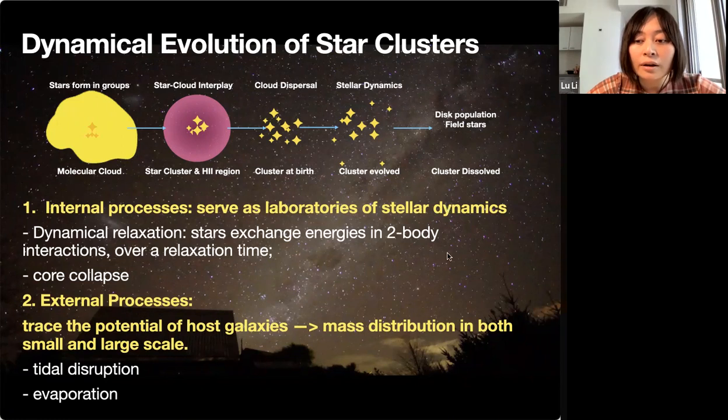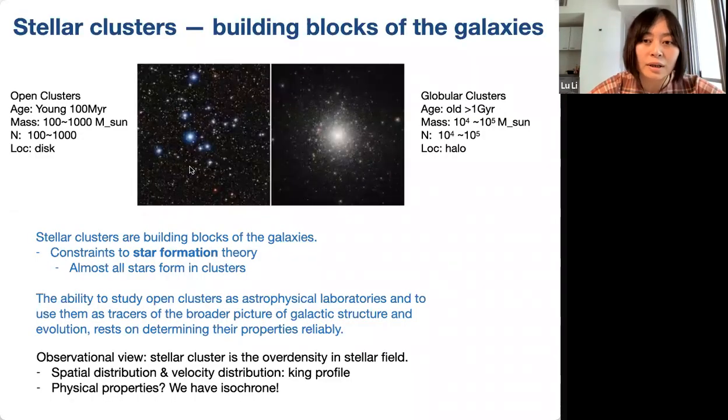So here is the comparison of open clusters and globular clusters. Open clusters are relatively young, less massive, with fewer stars, and located in the disk. And globular clusters are relatively old, with more stars, and mostly located in the halo. As cradles of stars and building blocks of the galaxies, open clusters have encoded valuable information of star formation and galaxy evolution. As the starting point of any further application, it is essential to measure the fundamental properties of open clusters.